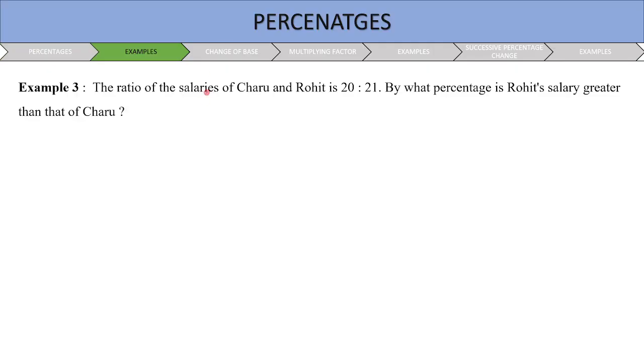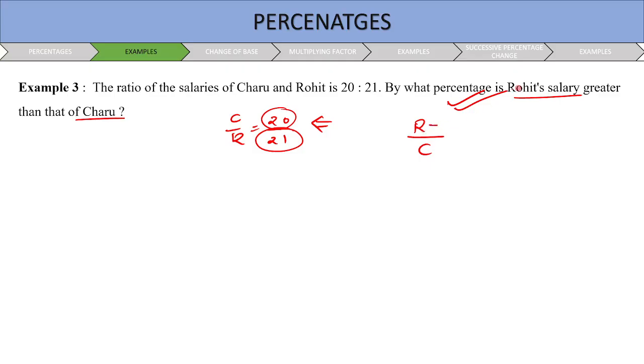Okay. So the salaries of Charu and Rohit. So Charu and Rohit is 20 by 21. By what percentage is Rohit's salary greater than that of Charu? So these are given in the form of ratio, and we have to find the answer in terms of percentage only. So you can assume that the salary of Charu is 20 and the salary of Rohit is 21. So by what percentage is Rohit's salary greater than that of Charu? So your base will be Charu, and Rohit's salary is greater than that of Charu.